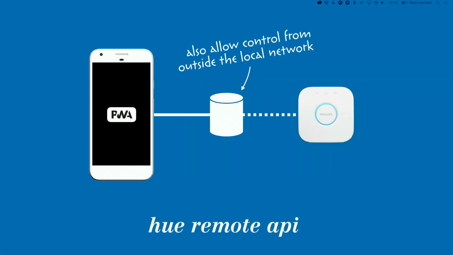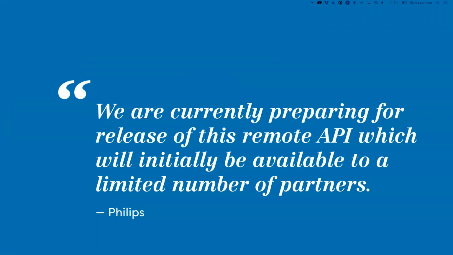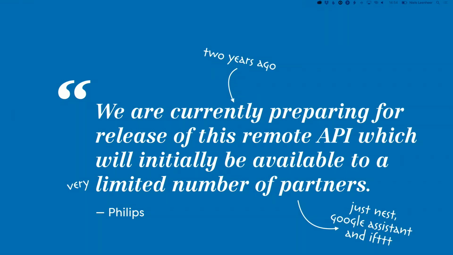There is a workaround. Philips created a public API. They allow you to connect to a public server using HTTPS, and it relays the messages to your bridge. And this is what they said: "We are currently preparing for release of this remote API, which will initially be available to a limited number of partners." So this was 2 years ago, and it's still very limited because it just works with Google Assistant and IFTTT, whatever.